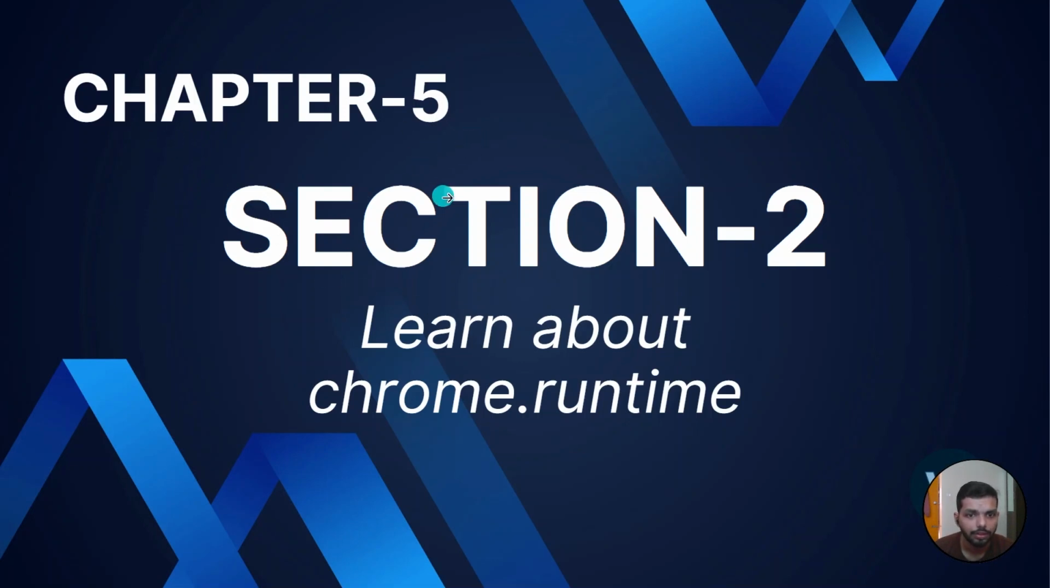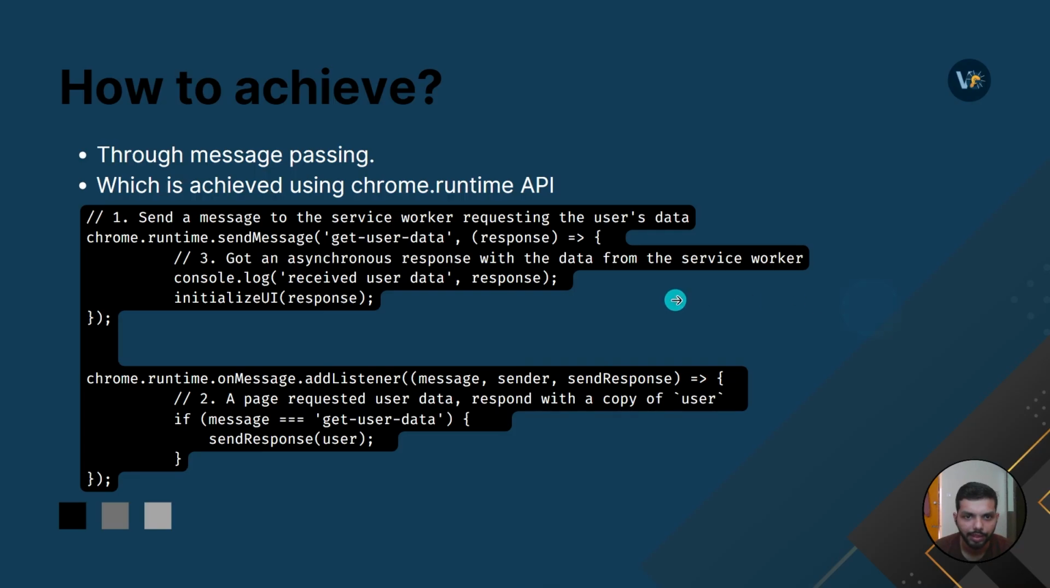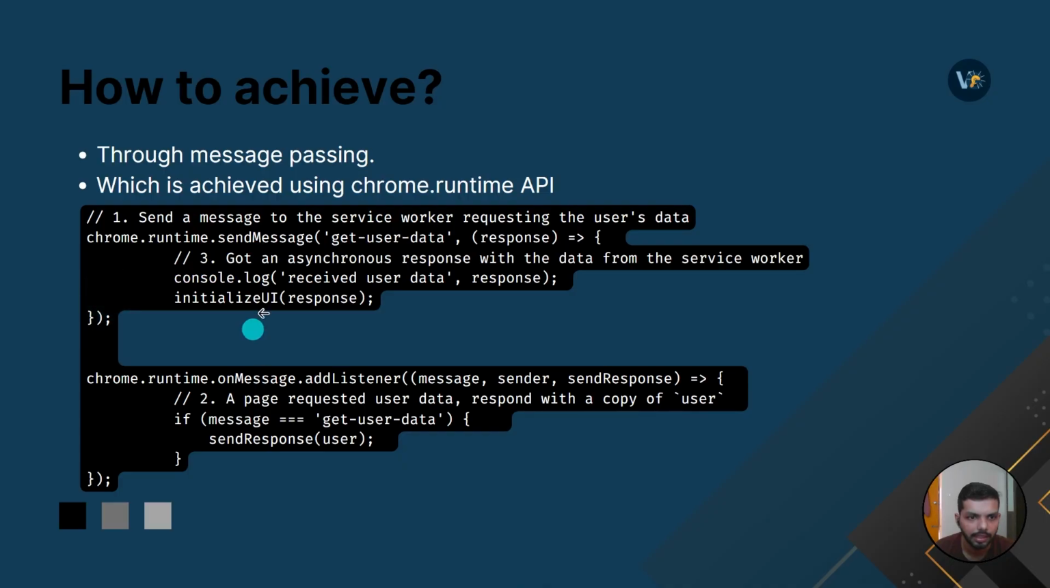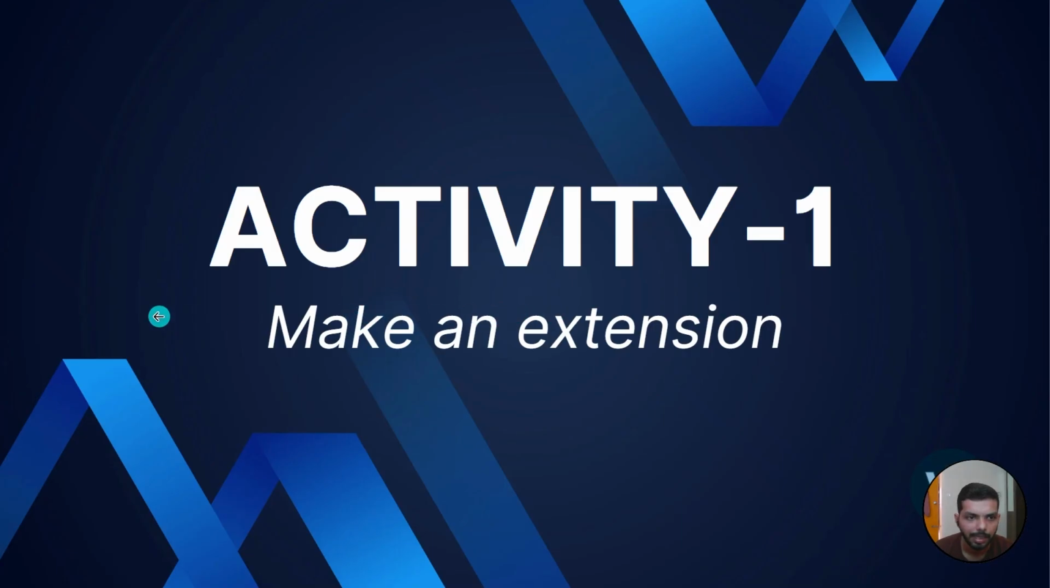Section 2 was all about chrome.runtime. We have learned how we can use runtime to send messages between the components, and when we want to retrieve that message we use onMessage. These are the two code snippets that are basically needed. Then we saw an activity where we learned these things by making an extension.